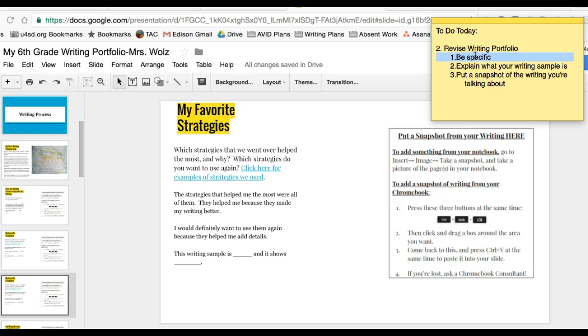Second one is to explain what your writing sample is. A lot of people did not answer that at the bottom of every slide. And then 3, put a snapshot of the writing that you're actually talking about. I'm going to start with this be specific one, okay?